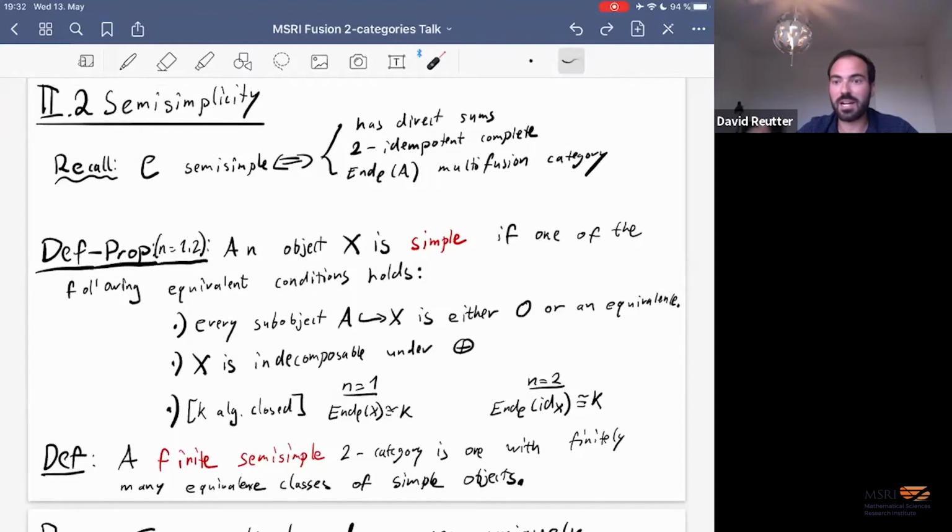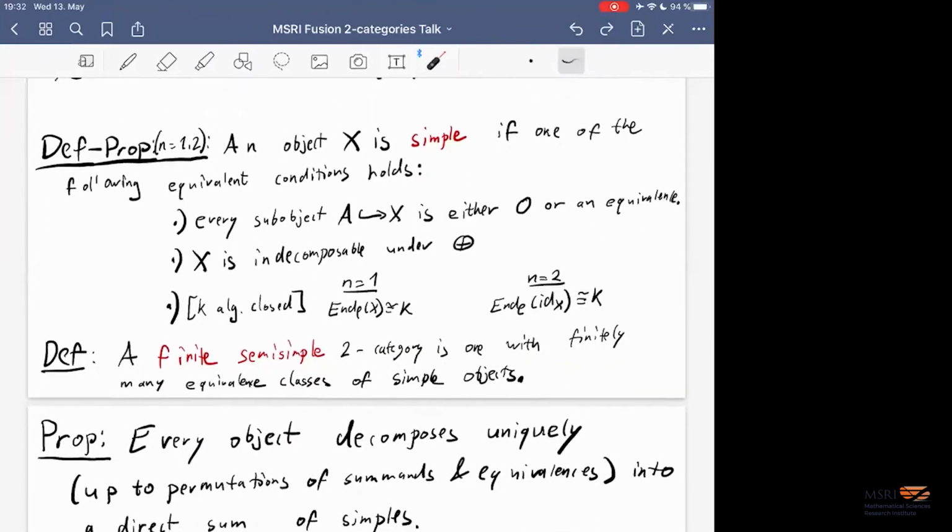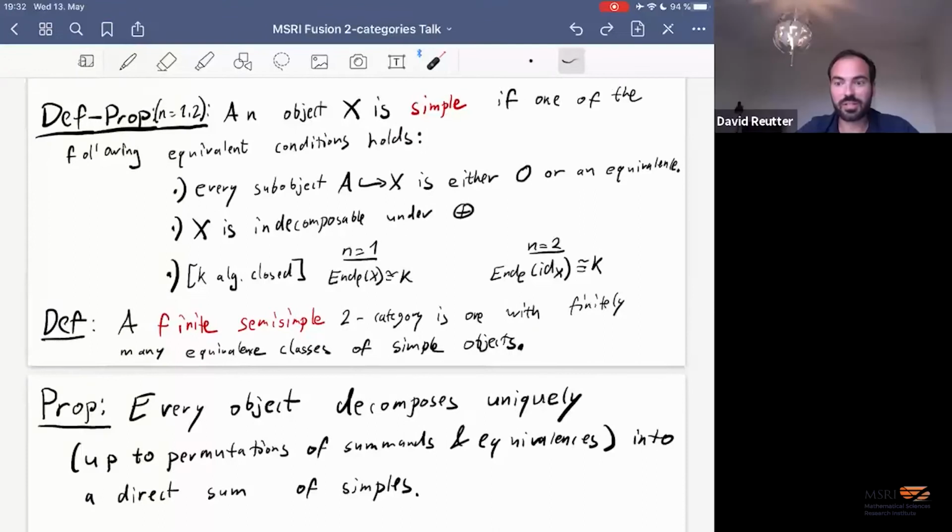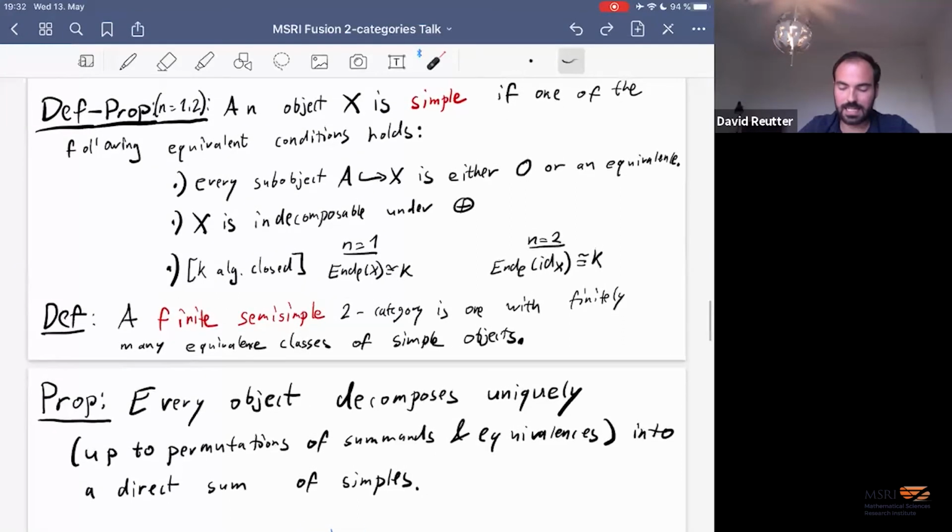Everything still looks like the 1-categorical case. Maybe a little proposition with these notions, of course. We want to make sure that this all behaves as we expect it to behave. And it's indeed the case that every object decomposes uniquely up to permutation of summands and equivalences into a direct sum of simple objects. So these simple objects and these semi-simple categories really deserve the name. There's really an aspect of semi-simplicity going on here. And this is about it, about the similarities between semi-simple 1- and semi-simple 2-categories.